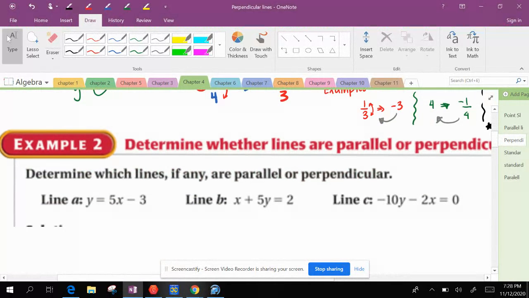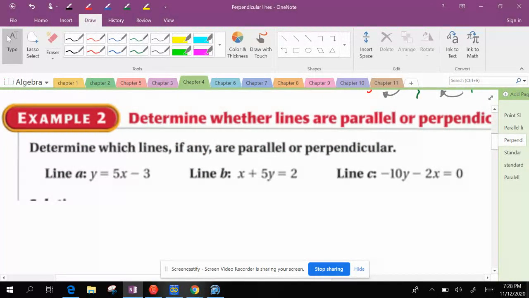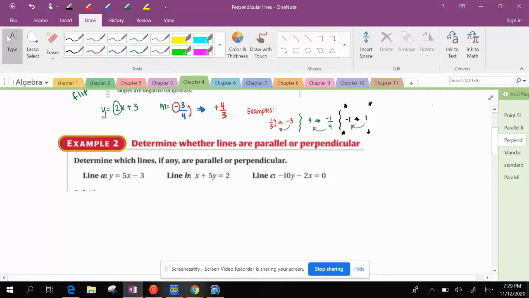So let's look at these 3 examples right here. Determine whether the lines are parallel or perpendicular. Determine which lines, if any, are parallel or perpendicular. So the first step is to always identify your slope. Let's write that on the side. Identify slope. That's how we're going to determine if these are parallel or perpendicular. We have to first find out what their slopes are so we can compare them.